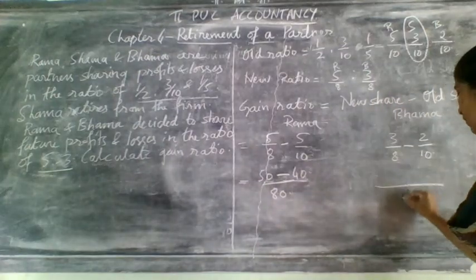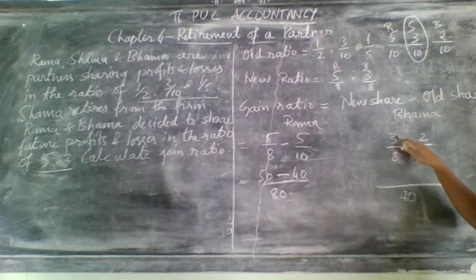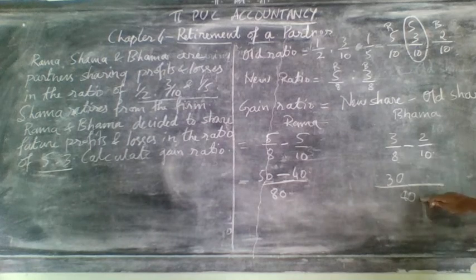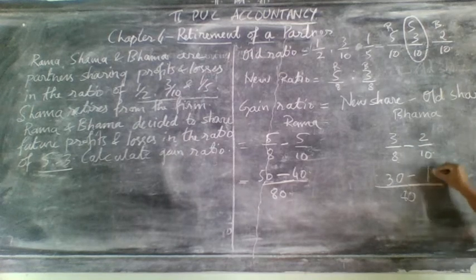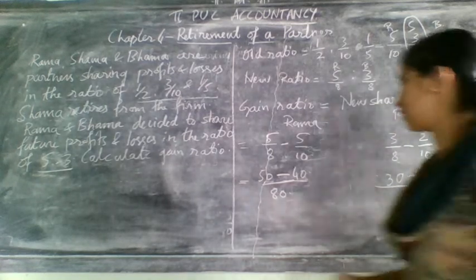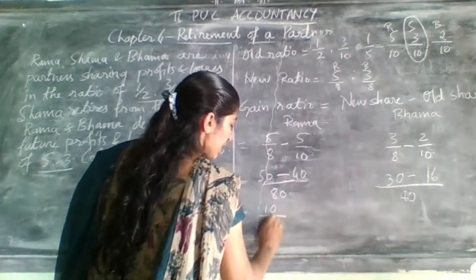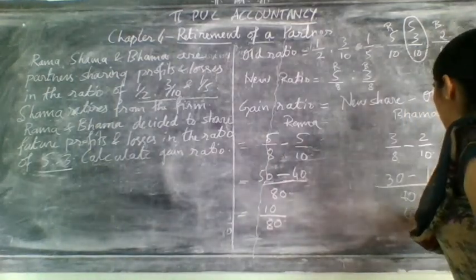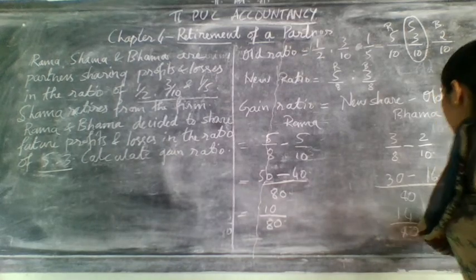Next, here also, 8 into 10, it will come 80. Now 80 divided by 8, 10. 10 threes are 30. Next, 80 divided by 10, you will get how much? 8. 8 twos are 16. Now 50 minus 10, how much you will get? 10 by 80, and here 30 minus 16, you will get 14 divided by 8.